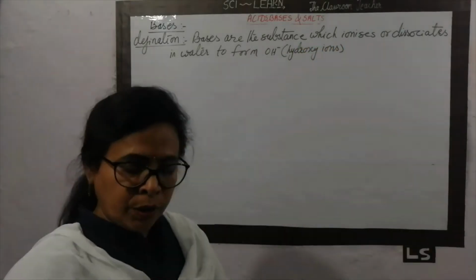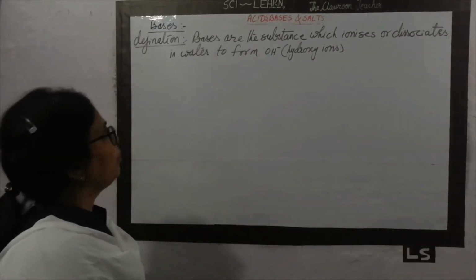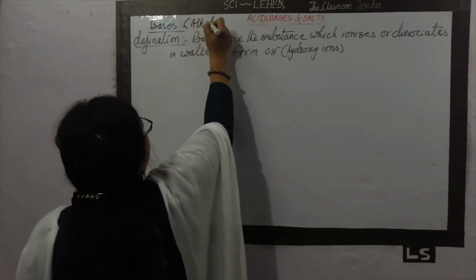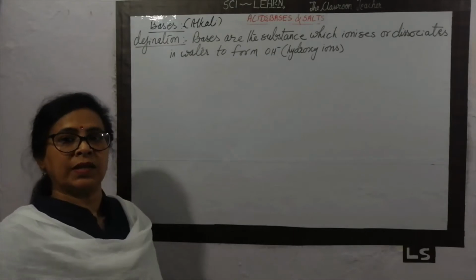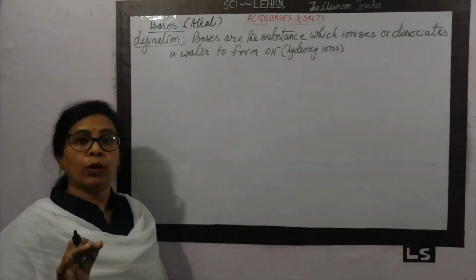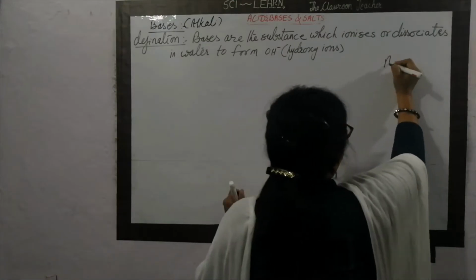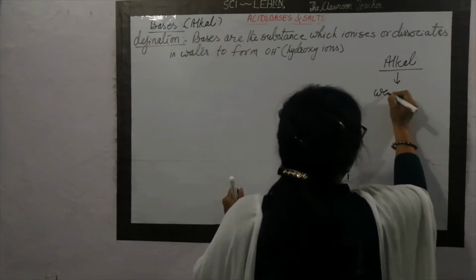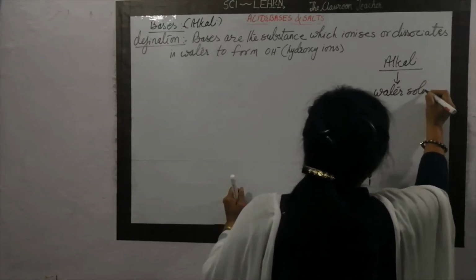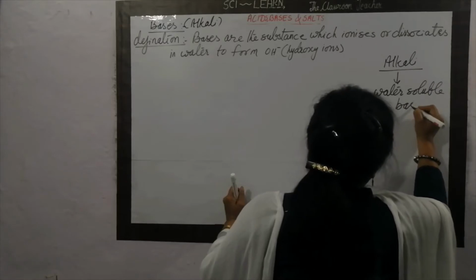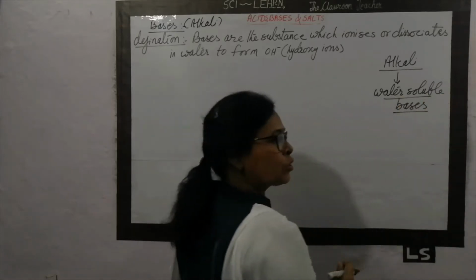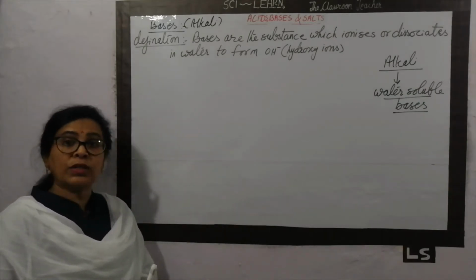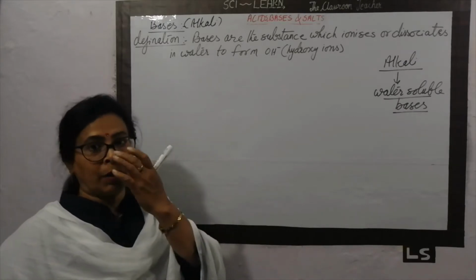Before moving further, I want to tell you we are actually talking about alkali. Alkalis are the bases that are generally used in the laboratory. What are alkalis? Alkalis are water soluble bases. There are actually two types of bases: one is called the water soluble bases and one is called the non-aqueous bases. The aqueous bases are called alkali, and we are talking about alkali here.